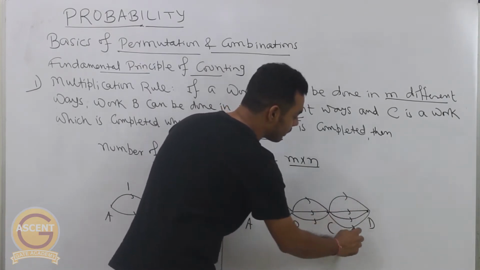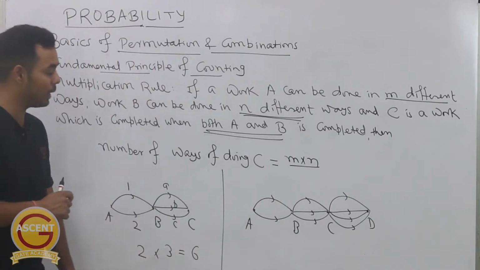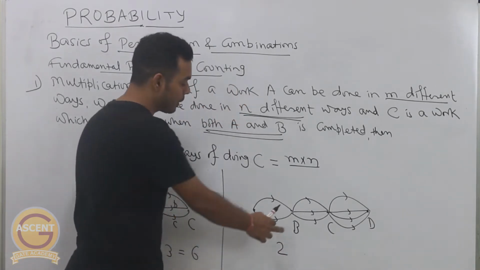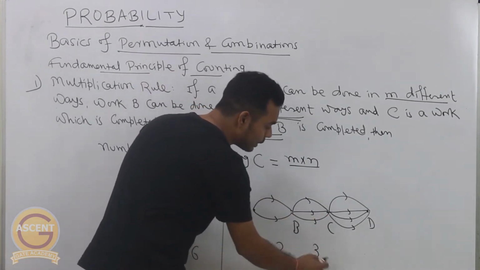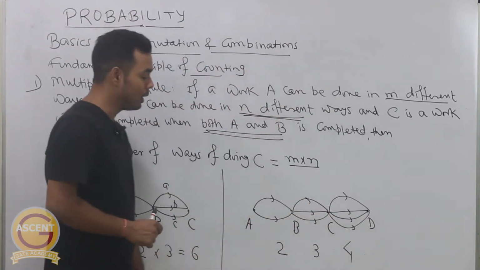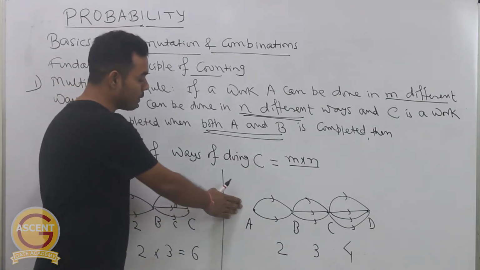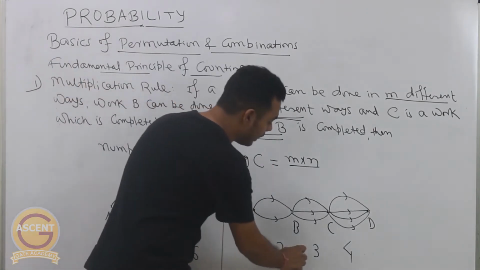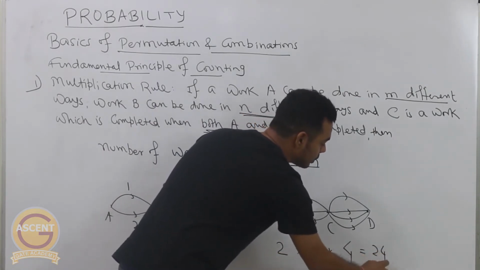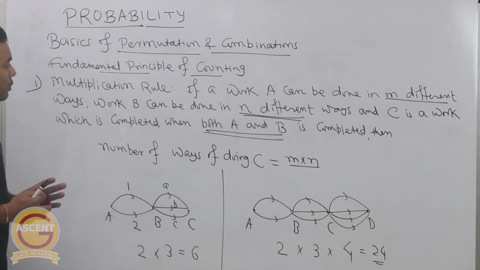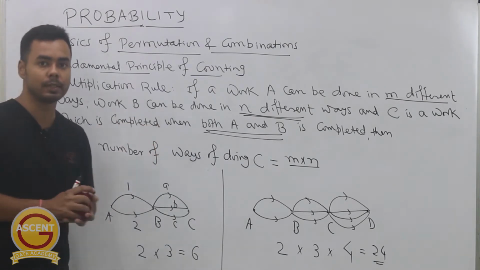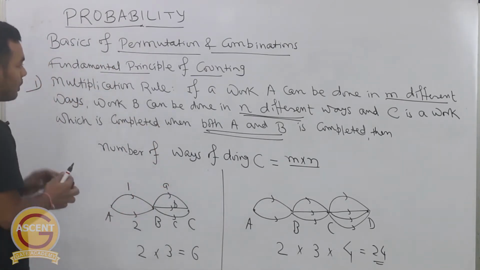Now in this case, if I ask you how many ways are there to go from point A to D, so A to B, this is the first step, and this can be done in two different ways. B to C, second step, can be done in 3 different ways. And C to D, this is the third step, and this can be done in 4 different ways. So the number of ways of doing this total work, which is going from point A to D, will be 2 into 3 into 4, that is 24 ways. So you have to apply this multiplication rule when the work is completed in a number of steps and the total work is completed when each of the individual steps is completed. So this was the first rule, the multiplication rule.